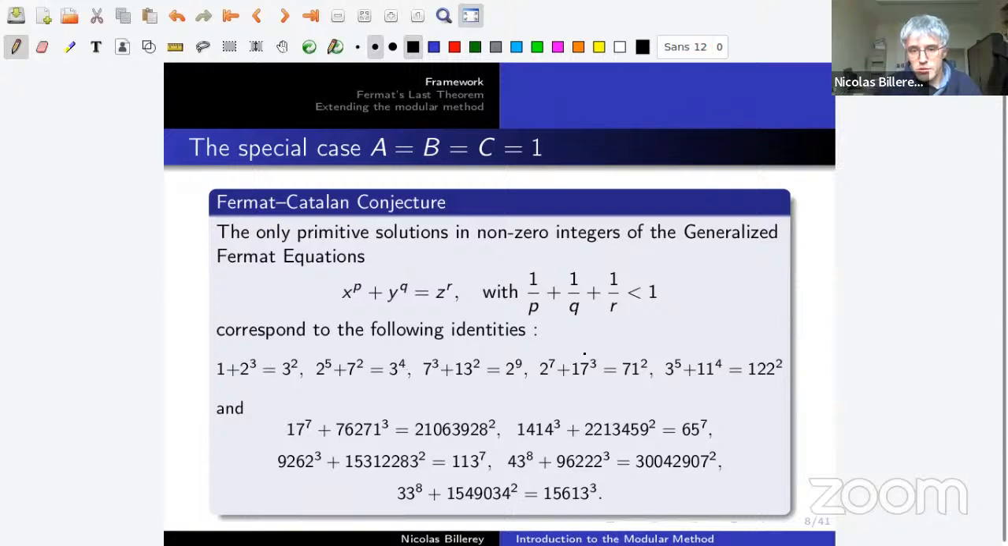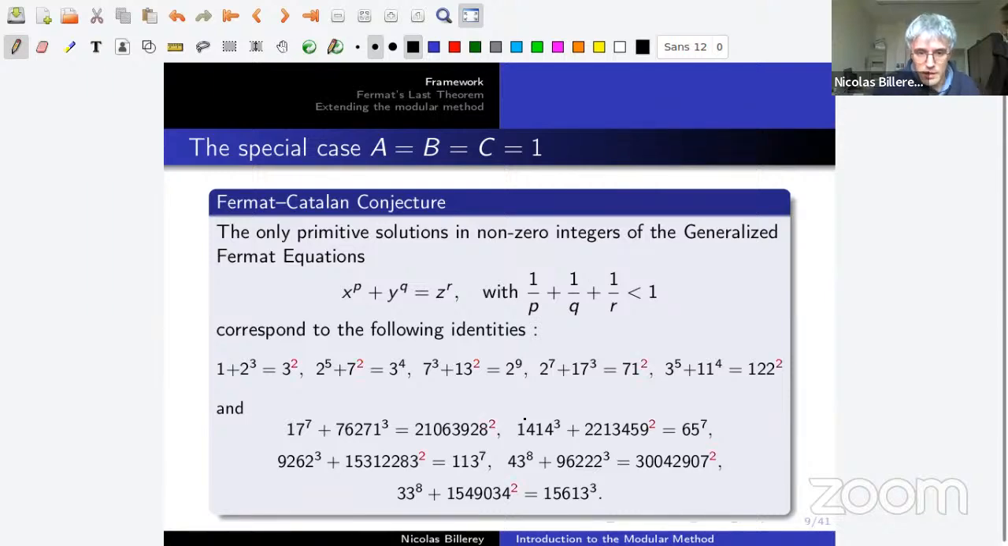which I won't read, but you can see them on the slide. So you have small ones, and other rather bigger solutions. Only 10 solutions possible? Sorry? Only 10 solutions possible. Yes, yes. Only a finite number of solutions.